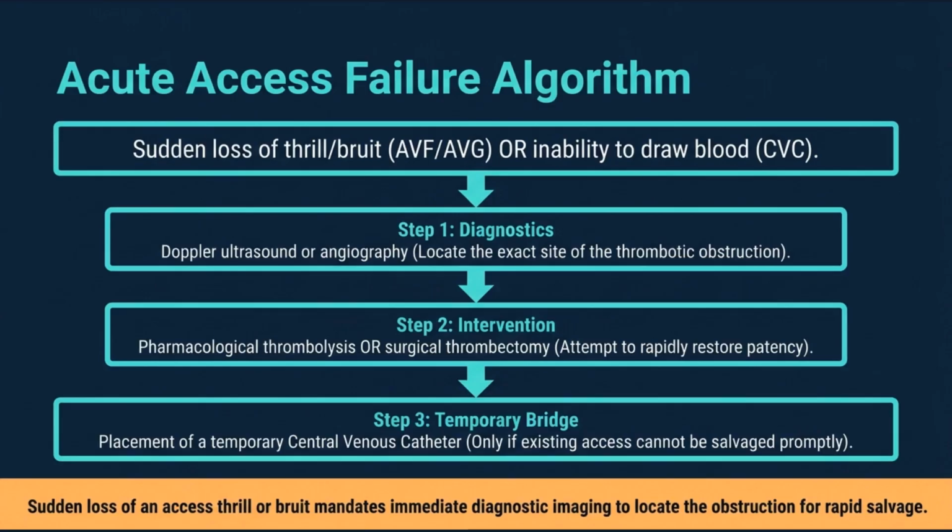Diagnostic imaging, such as Doppler ultrasound or angiography, is often utilized to locate the exact site of the obstruction. Interventions may include pharmacological thrombolysis or surgical thrombectomy to restore patency. If the existing access cannot be salvaged promptly, the placement of a temporary central venous catheter may be required to bridge the patient until a permanent solution is established.